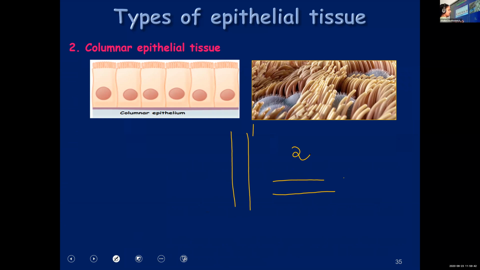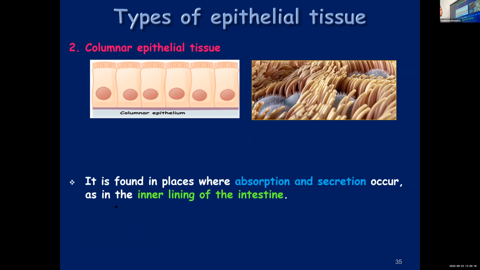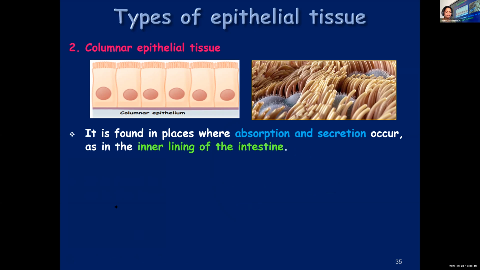So column, if you see, you can see the appearance is tall and pillar-like, isn't it? So this one is tall and they look like pillar. So the appearance is tall and pillar-like. So similarly, the next epithelial tissue, what you're going to learn, they are also tall and pillar-like cells. Columnar epithelial tissue consists of tall pillar-like cells. You can see the picture given over there. And these are found in places where absorption and secretion takes place.